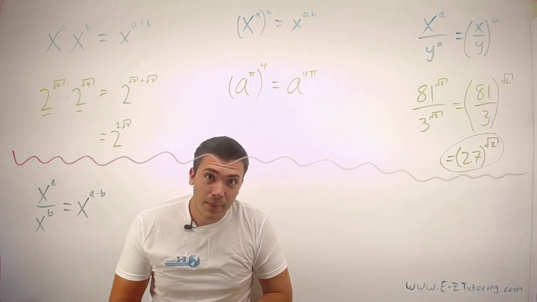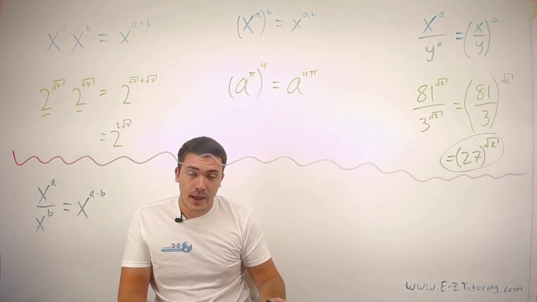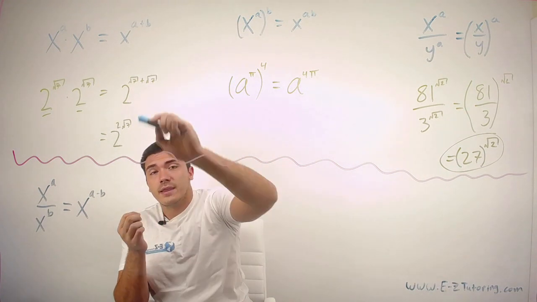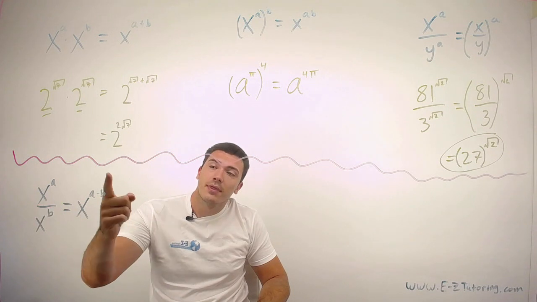So a good way to memorize this is you multiply bases with the same exponents and you add them. But if you divide, then you must subtract.